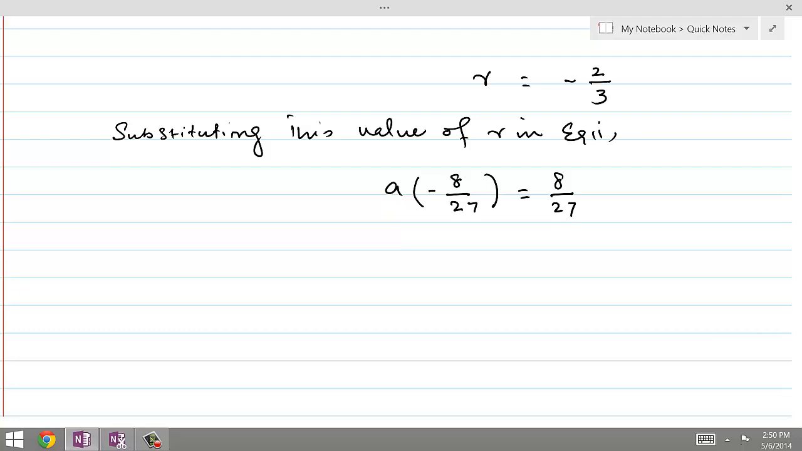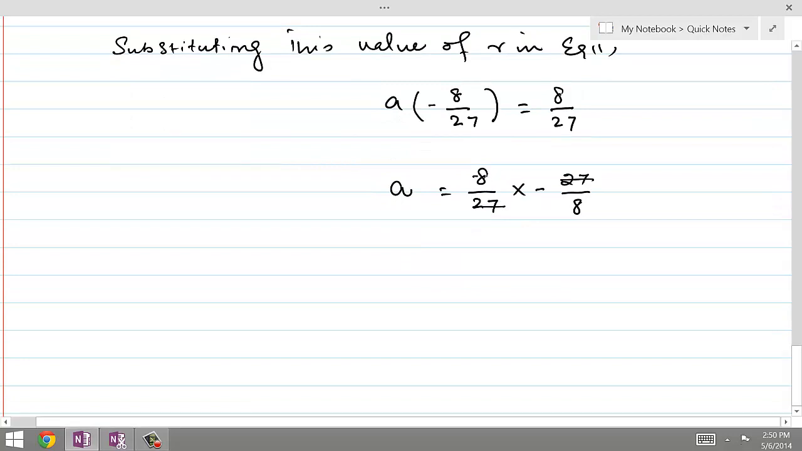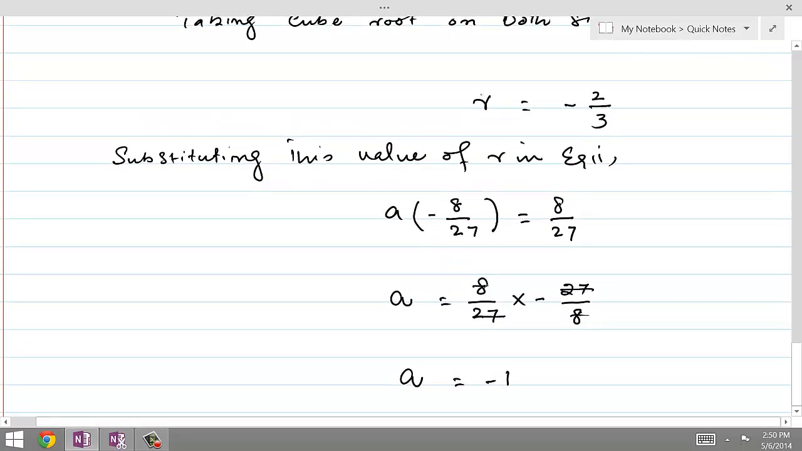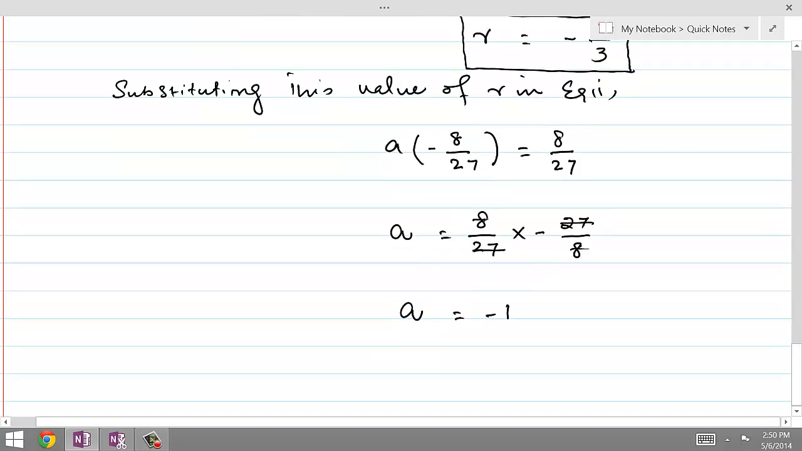So if we want to find the value of a, this would be equal to 8 over 27 times minus 27 over 8. So this will cancel with 27 and 8 will cancel with 8. This gives us a is equal to minus 1. So now we have a is equal to minus 1 and r is equal to minus 2 over 3. If both of these values are known, we can find any term in the geometric progression.